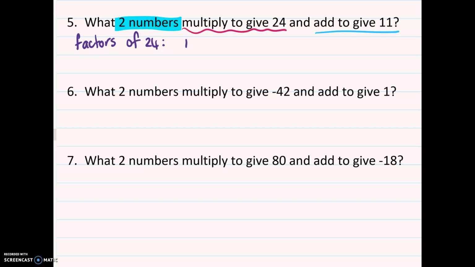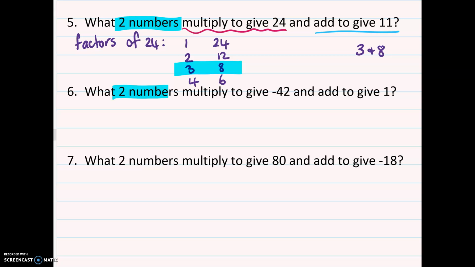So the factors of 24 are 1 and 24, 2 times 12, 3 times 8, and 4 times 6. There are no other factors. But there's clearly one pair that adds to give 11. So the answer is 3 and 8. That's it. The next one.